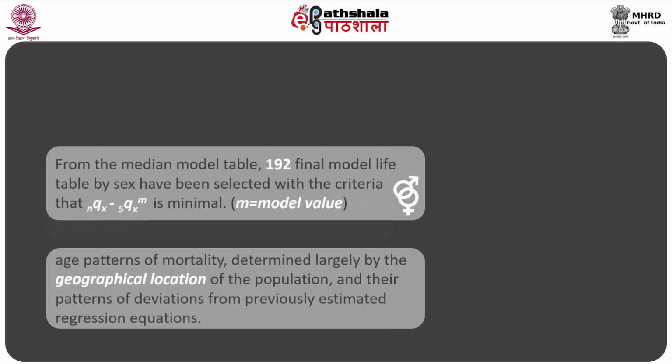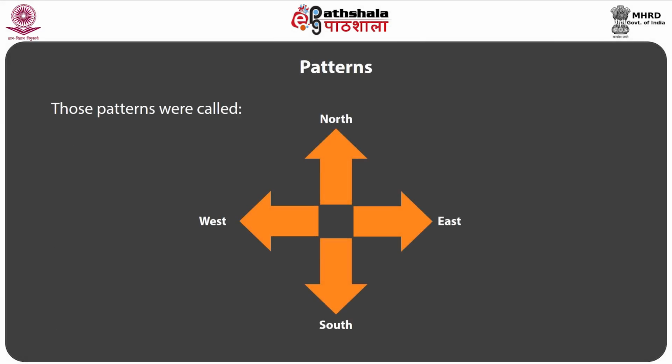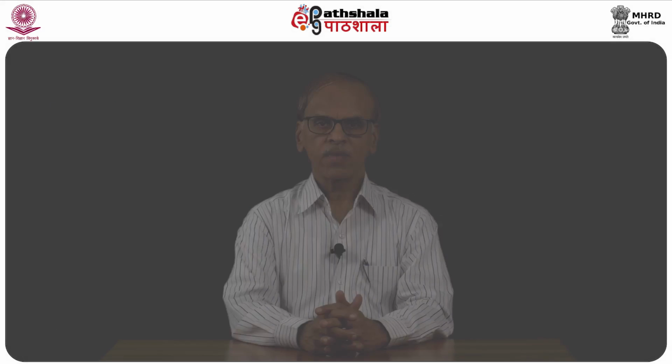The underlying relationship identified for typical age pattern of mortality was determined largely by the geographical location of the population and their pattern of deviations from the previously estimated regression equation. Those patterns were called north, south, east and west. Each had a characteristic pattern of child mortality.